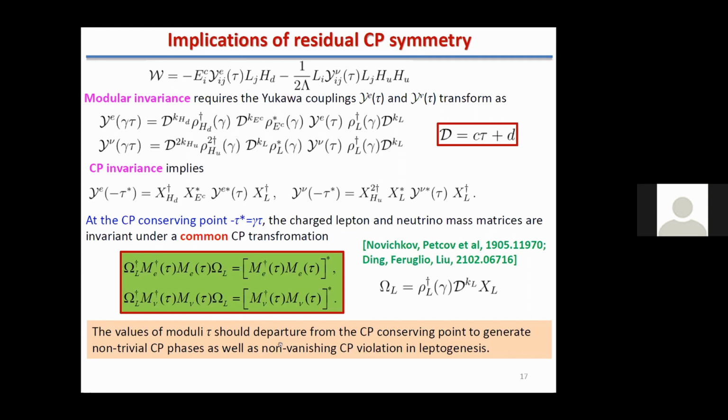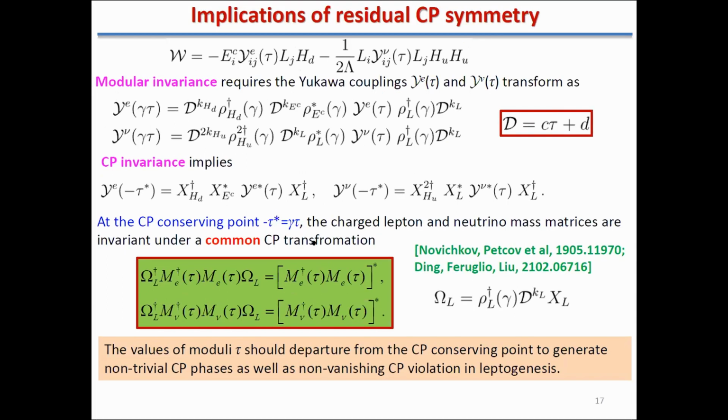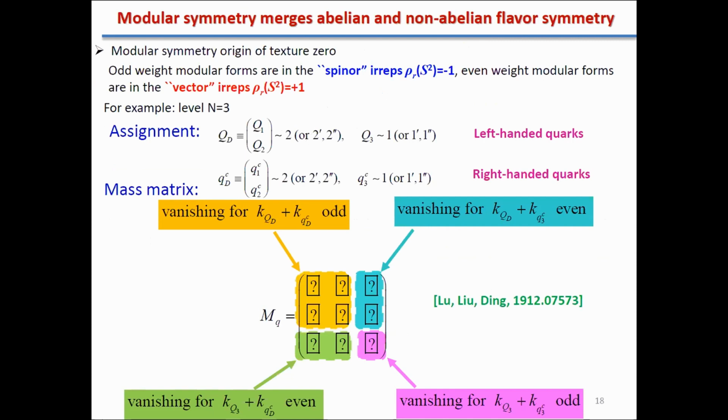Another point I want to include is, if we consider CP violation at high energy scales in leptogenesis, and the tau is still fixed at the boundary, then the CP symmetry breaking in leptogenesis would vanish. So a departure from the CP conserved point can also help to explain the matter asymmetry in leptogenesis. And then I want to talk about the phenomenology of modular symmetry.